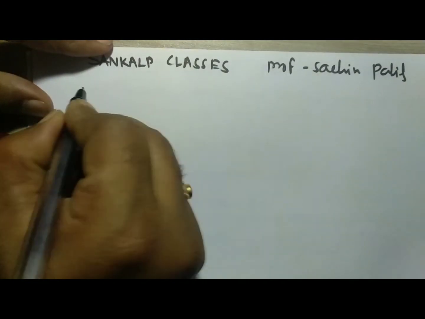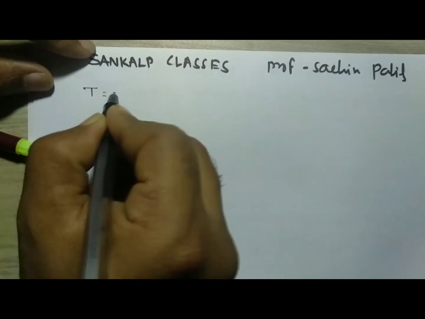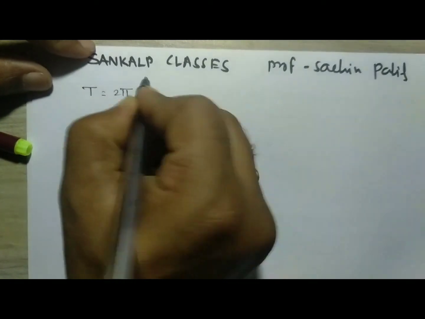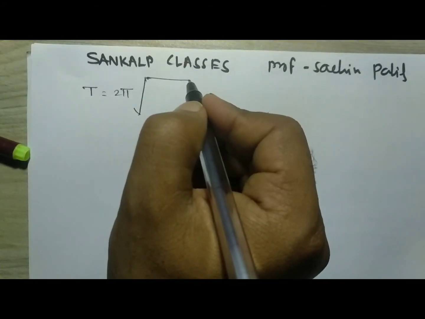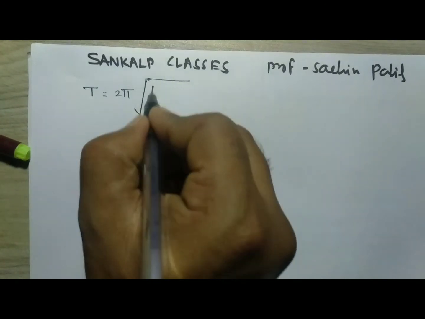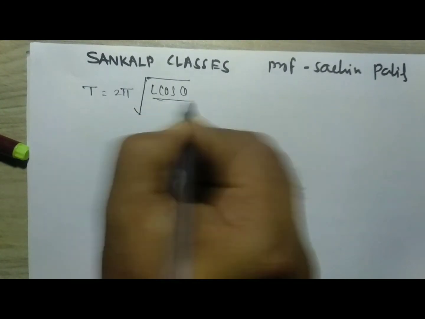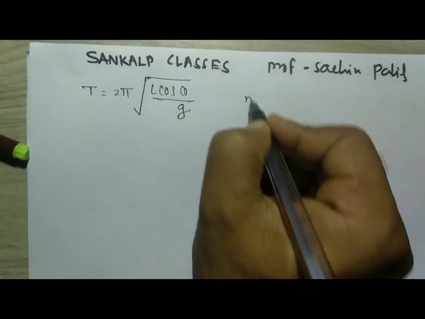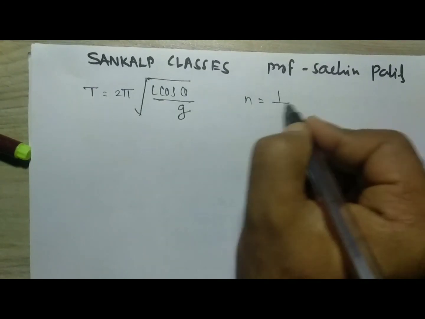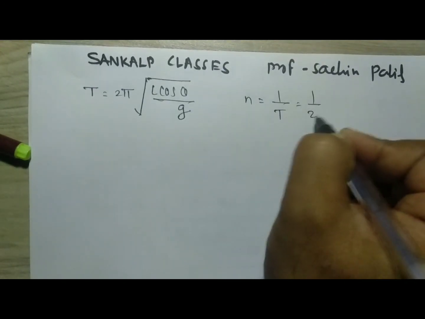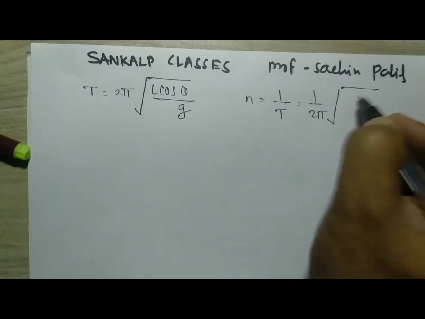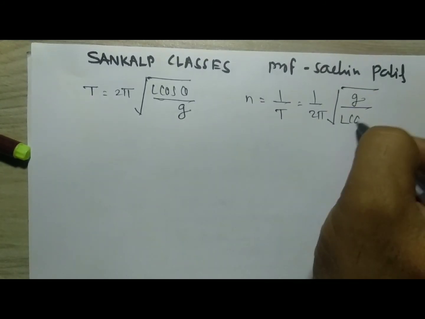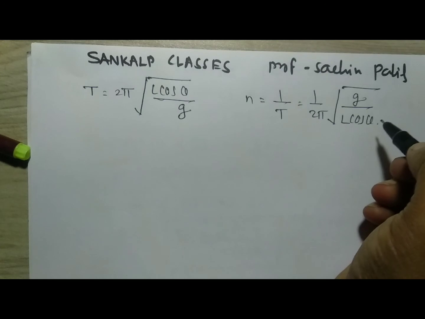First of all, from these considerations, we know that the time period T is equal to 2π square root of L cos θ divided by g, and frequency n is equal to 1 divided by T, which is equal to 1 divided by 2π square root of g divided by L cos θ.